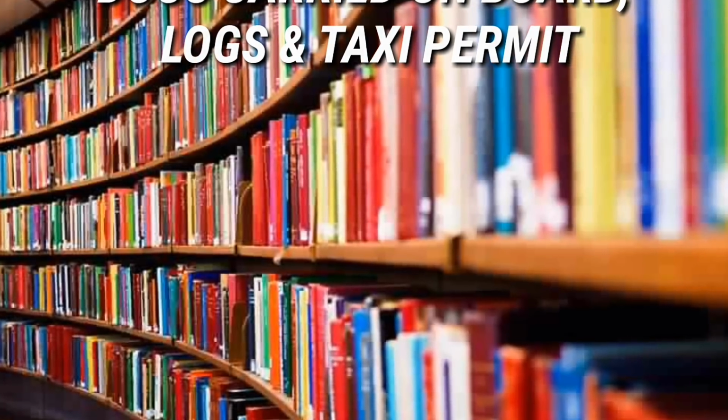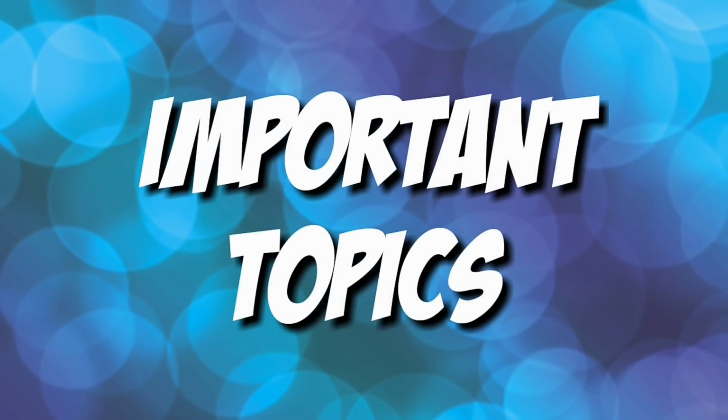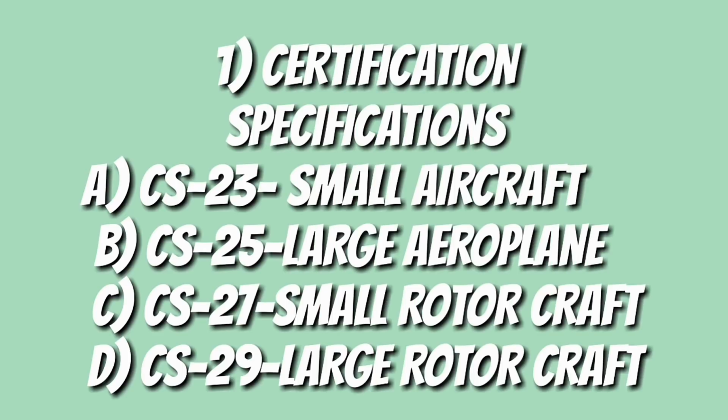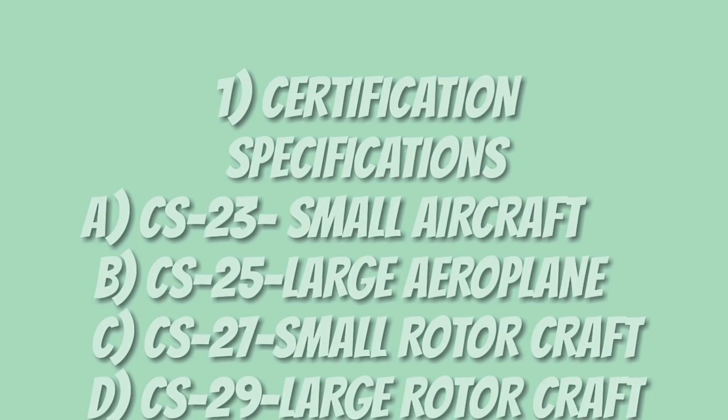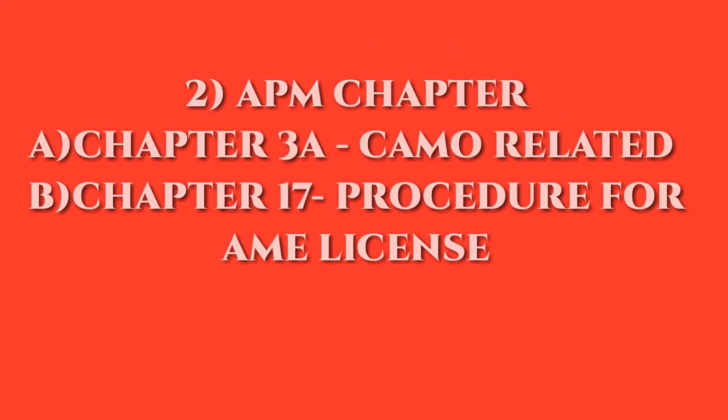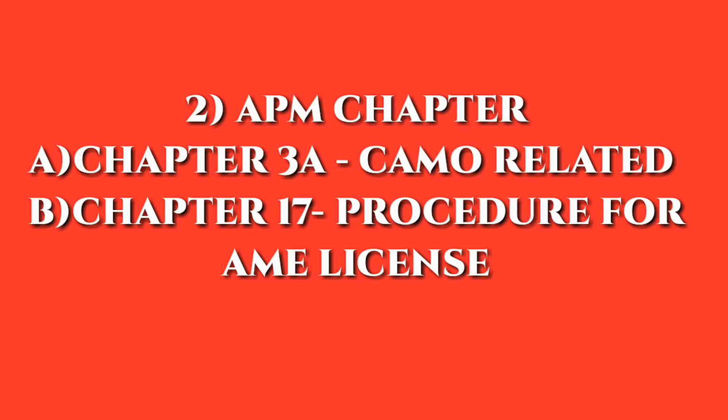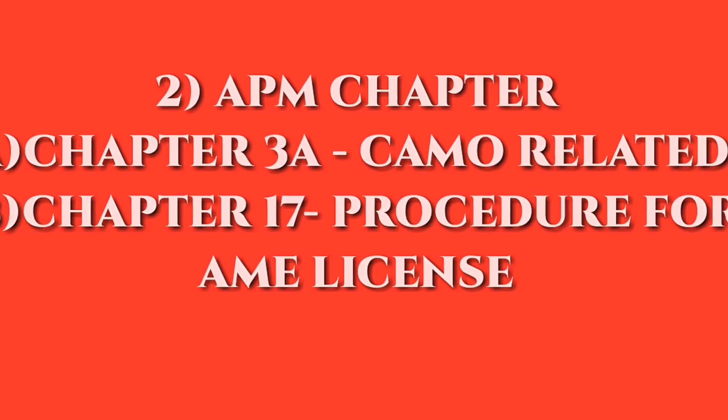So study this also. Now the other part of this topic contains important topics. Certification specifications, which include 23, 25, 27 and 29, which are small aeroplanes, large aeroplanes, small rotorcraft and large rotorcraft respectively. They can ask about the AMM chapter, which is 3A, and 17 is also important, which tells about CAMO and AME licensing. Other AMM chapters are there but are of least importance, according to me.